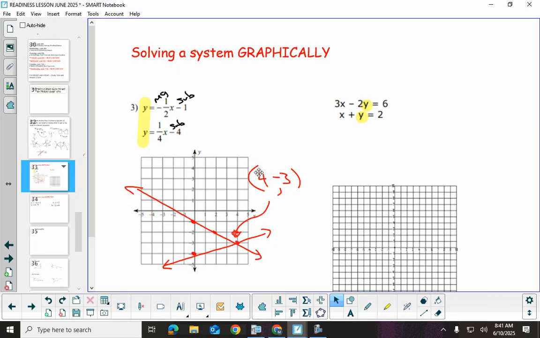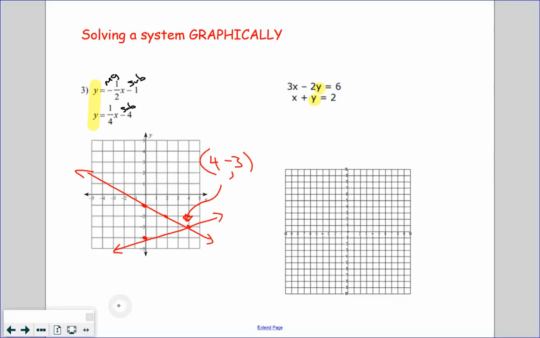Okay, so that's level 1: plugging them into y1, finding the intersection point. The second question's a little trickier. The second question, we have to get y by itself. So I've got a plus 3x. How do I move a plus 3x over to the other side? Minus 3x.